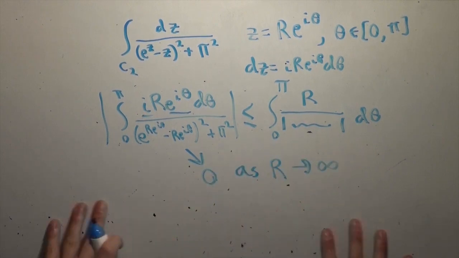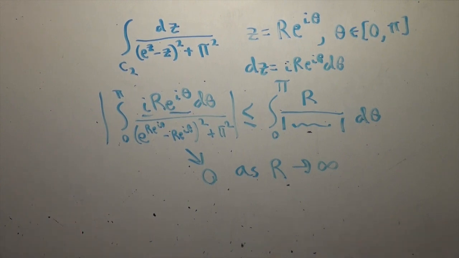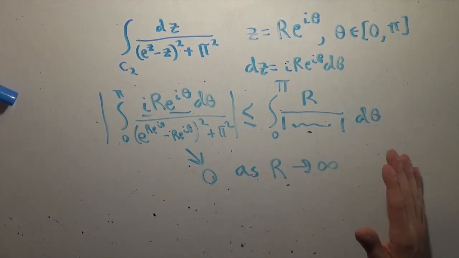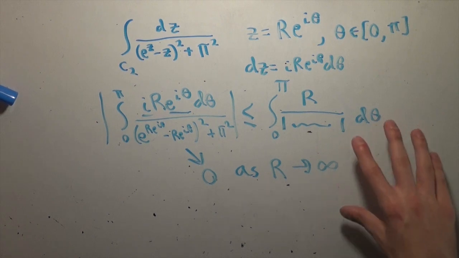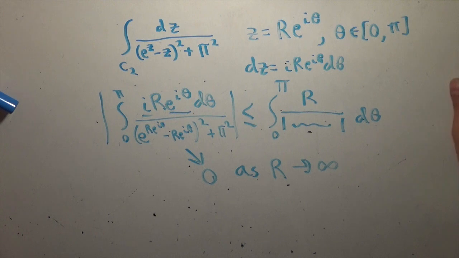So this is my basic argument that the semicircle contour contributes nothing as r goes to infinity, and we're simply going to be left with the real number line integral from negative infinity to positive infinity. If you want the full rigor of the argument that you need to actually prove this correctly, I'll leave the Stack Exchange link in the description.